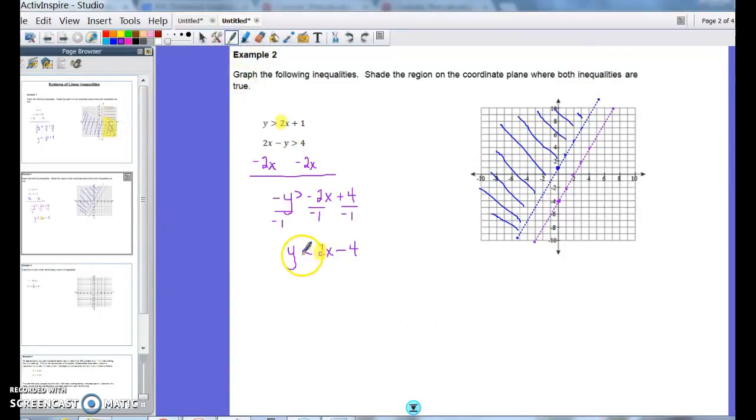Okay. Now the second one, I still have to shade it. It says y is less than 2x minus 4. Okay, so if y is less than 2x minus 4, that means I shade below the line, which means I would be shading here.